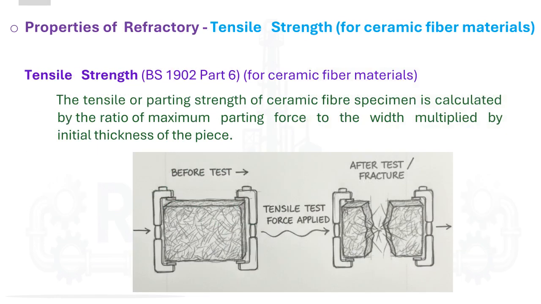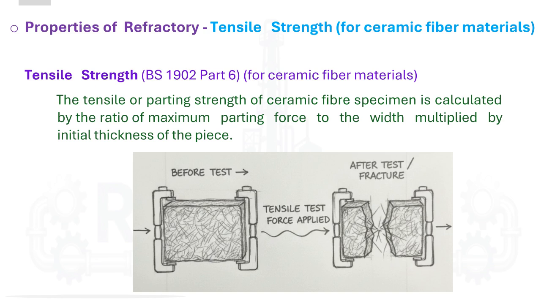Now let us discuss tensile strength for ceramic fiber materials, the final fiber-specific property on our slide. Tensile strength measures the ability of a fiber material to resist pulling or parting forces. This is very different from compressive strength. Instead of testing how much the material can withstand being crushed, we are testing how much it can resist being pulled apart. Why does this matter for fiber products?